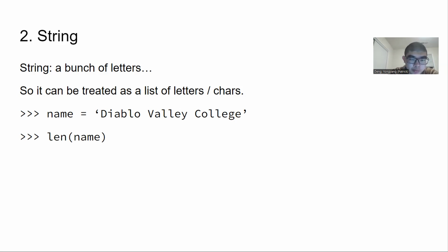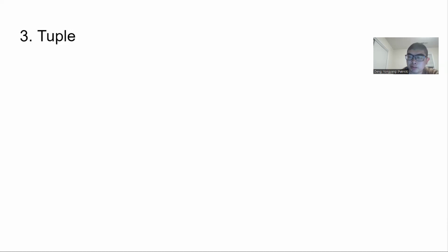The length of a string, because you can treat it as a list, is 21, including the space inside. You have 21 characters. So this is the length of the name, the string. Then I want to check out the first letter of the string, name of 0. The 0th place is D. So it returns D. That's string.